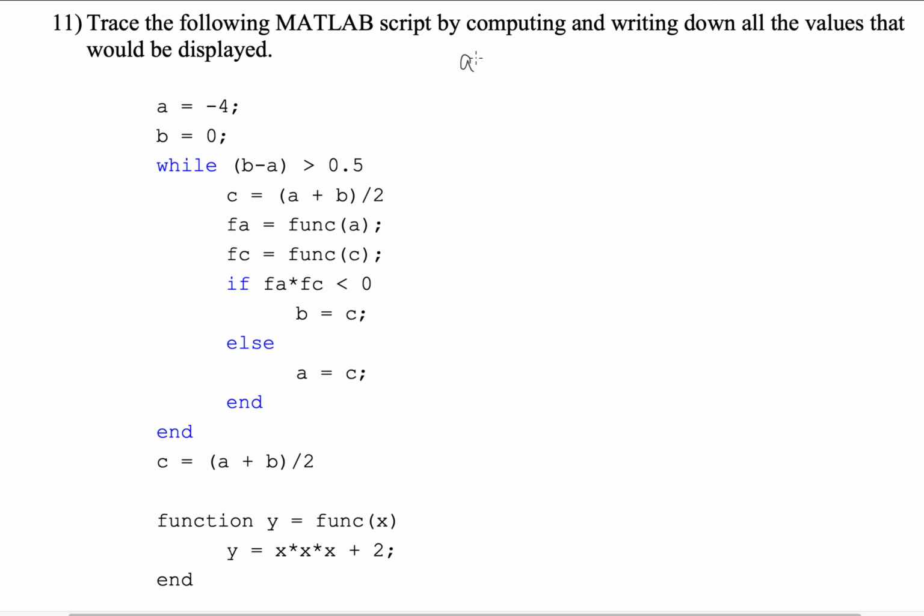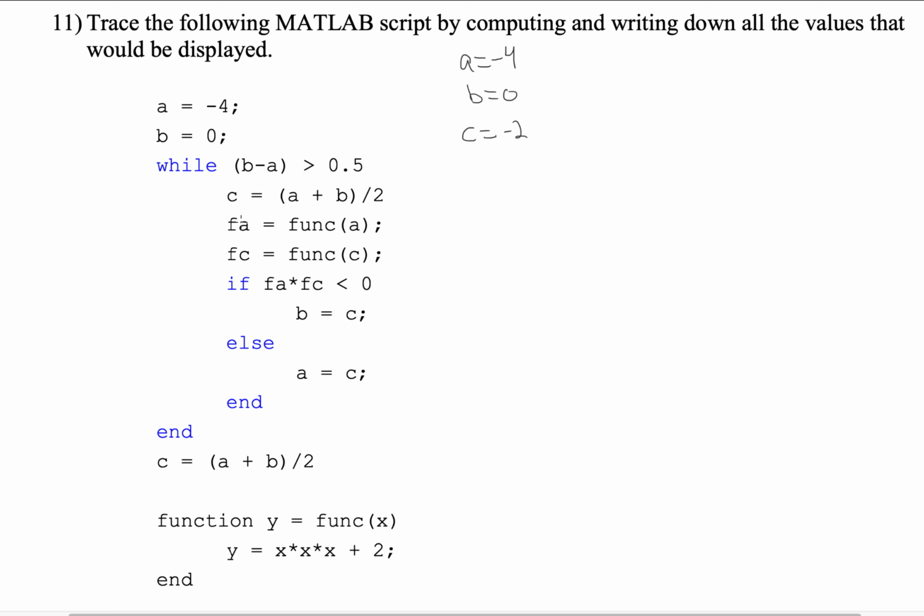The first thing we have is a equals -4, and b is equal to 0. It says while b minus a is greater than 0.5. Let's do b minus a: 0 minus -4 is 4, so that's greater than 0.5, so we can move on. c equals (a plus b) over 2. So c is equal to a plus b, that's -4 divided by 2, that's -2.